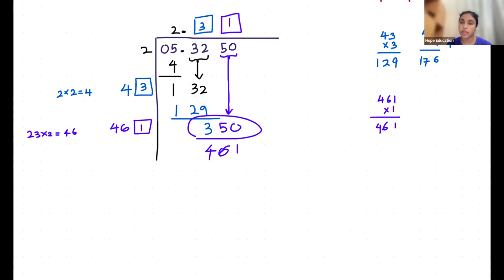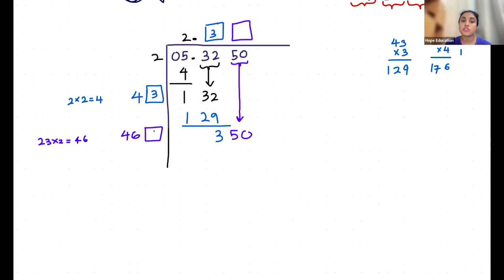In a 1, there's only one number which is 0. So 1 is too much, no? So we have no choice but to put 0 here. So 0 times 460, we get the answer as 0. Then 350 minus 0, we get 350 still. Up to that point, is it clear?